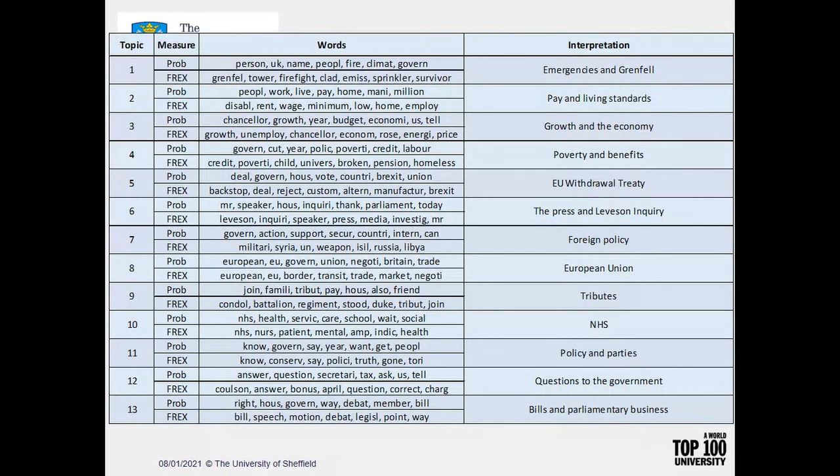Just to have a look at a few, we have topics such as pay and living standards, which is denoted by words such as wage, rent, work, and employ, and topics on the EU withdrawal treaty, which is associated with words such as deal, backstop, and customs. And one thing that distinguishes STM from other topic models is that the topics can be correlated with one another. So in addition to a topic on EU withdrawal treaty, we have a topic on the European Union more broadly, and this is associated with words such as border, market, and negotiation.